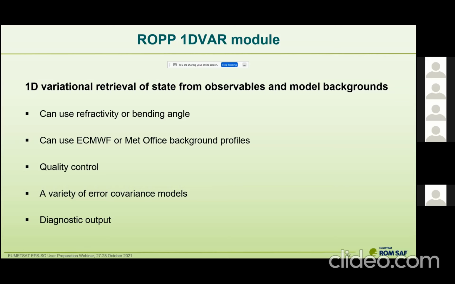The error covariance model, if you know about 1D-Var, you'll know that the results are crucially dependent on the model and the observational error covariance models that you use, the matrices, and a variety of those are supported in ROPP. And usefully, there's some diagnostic output. It tells you things like the cost function at the end of the process, the 2J over M's, things like that, the O minus B's, the O minus A's. So you can see whether it seems to be working.